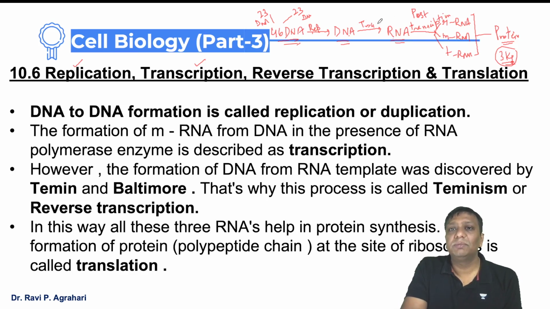This is transcription. After transcription, the next process is RNA to different types of RNA formation, post-transcription, and all these various RNA combine together and form a protein. This part is called translation. So replication, transcription, post-transcription and translation, everybody clear?